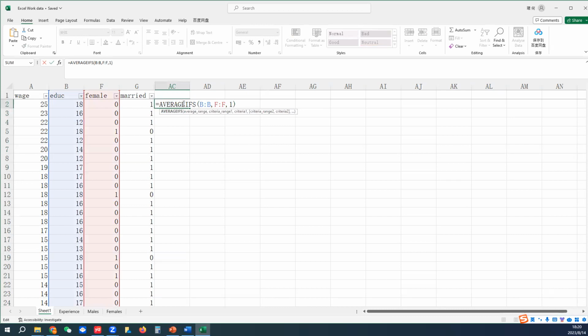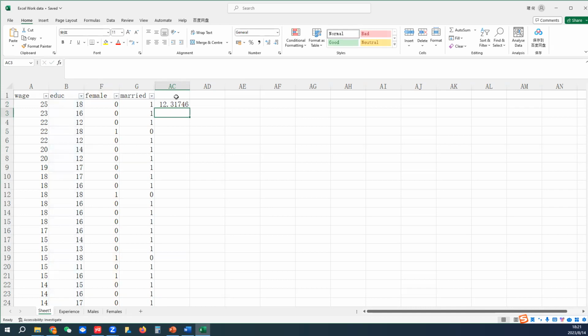So we are calculating the mean of education for a specific group whose value of column F equals 1, meaning they are female. Only for female observations is their value for column F equal to 1. So we are actually calculating the females' average education level. That's what we do.